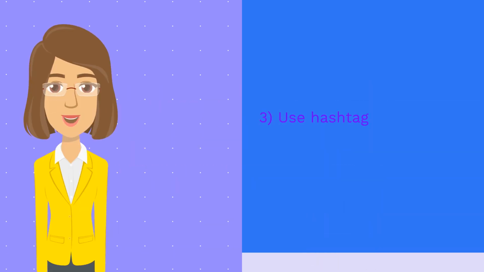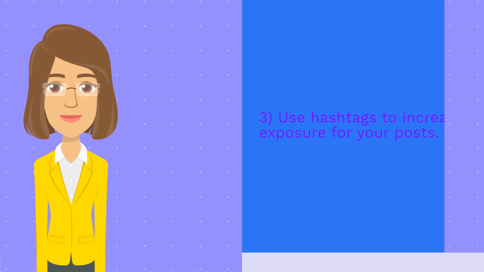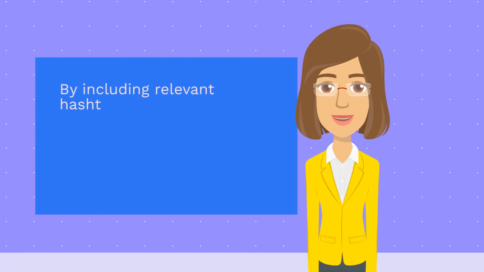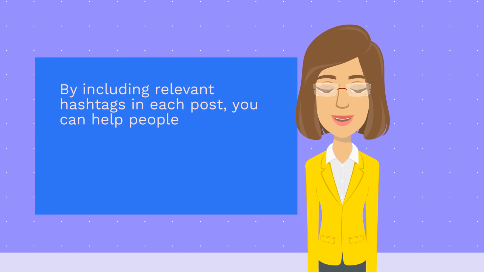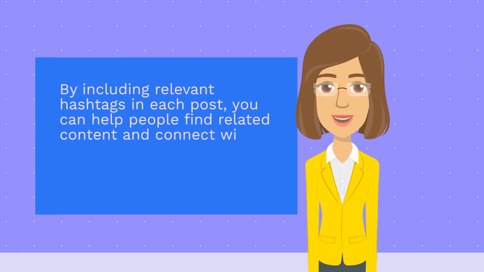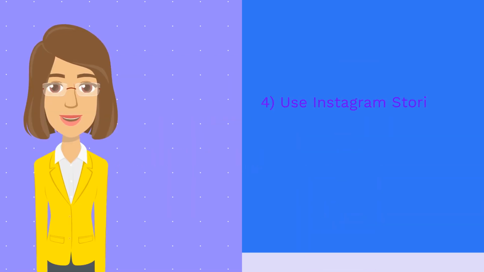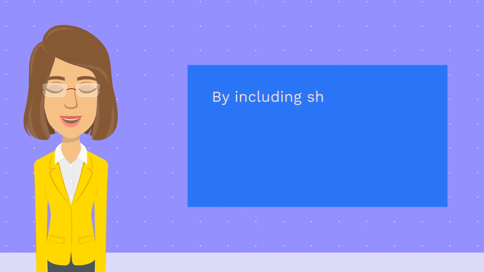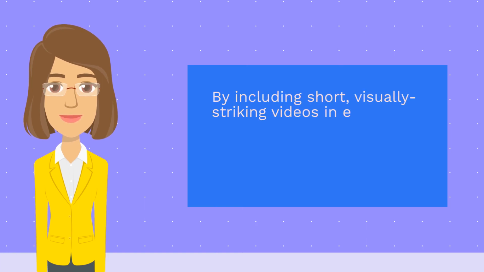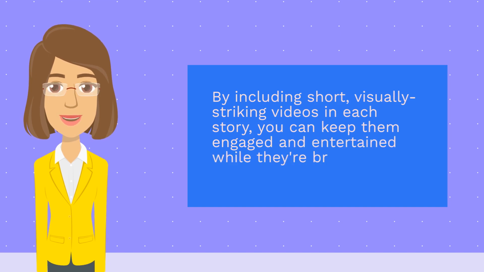3. Use hashtags to increase exposure for your posts. By including relevant hashtags in each post, you can help people find related content and connect with like-minded individuals who might be interested in your work. 4. Use Instagram stories and reels to create a more interactive customer experience. By including short, visually striking videos in each story, you can keep them engaged and entertained while they're browsing through your feed.